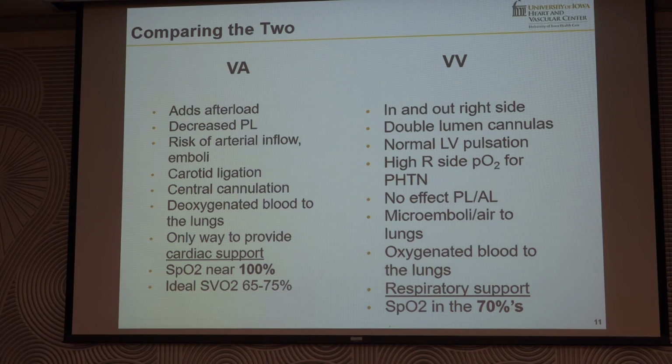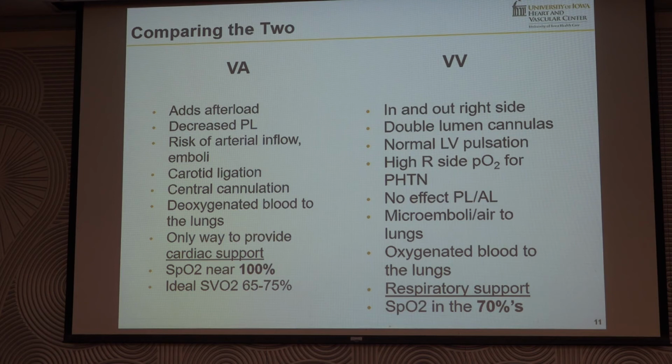So for your patients that are in cardiac failure, they're going to require VA. Your oxygenation is going to hover right around 100% for these patients, except in some circumstances. Always except. We'll go over that a little bit later. And your ideal venous oxygen saturations are going to be 65 to 75.